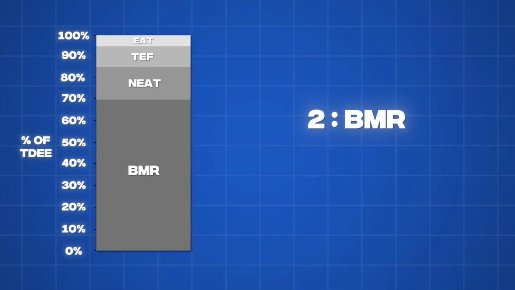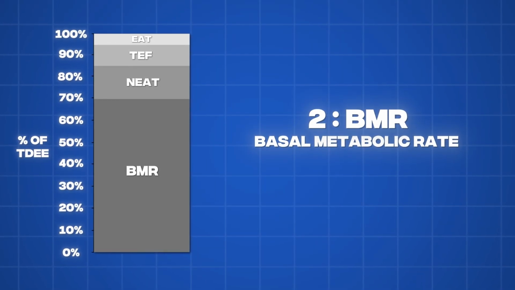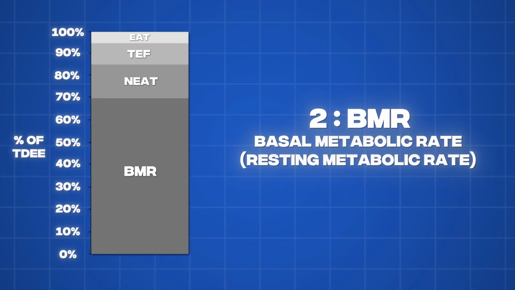The next thing we're going to go over is your BMR. This is your basal metabolic rate, also known as your resting metabolic rate or your resting energy expenditure. Your BMR is essentially how many calories you're burning at rest. So let's say you laid in bed all day. This is how many calories you'd burn just to keep the lights on.